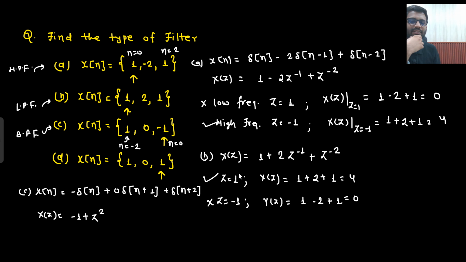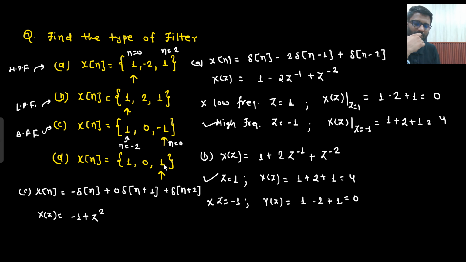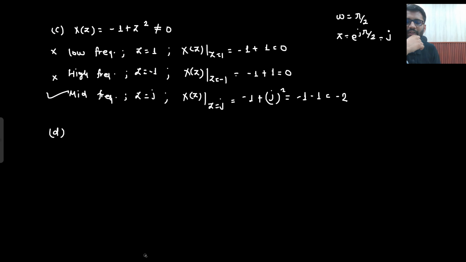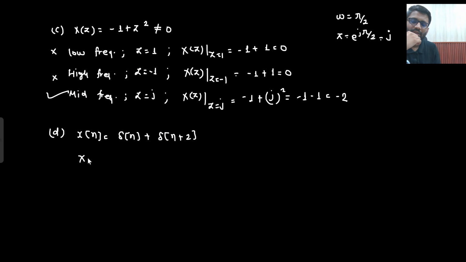Next example: can you write down X of z directly? Yes, I can. This is your n equals 0, delta n. Let's write it down from x of n only. So what will be your x of n? x of n will be 1 into delta n plus 1 into delta of n plus 2. So what will be your X of z? 1 plus z to the power 2, right?